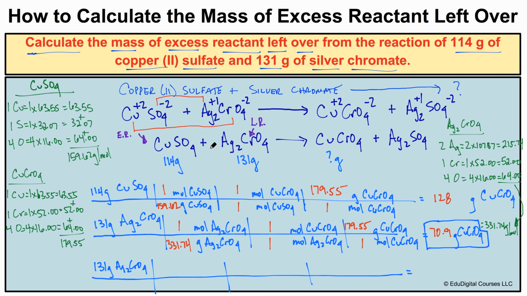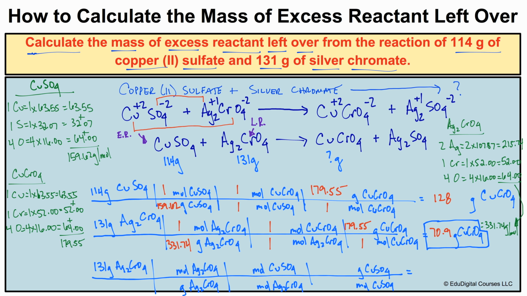So now we're going to use the 131 grams of silver chromate here to figure out how much of our excess reactant is consumed. So we're going to cancel out grams of silver chromate. We'll put that at the bottom. And we're going to figure out moles of silver chromate, so we'll put that at the top. We're then going to cancel out moles of silver chromate, and we're going to figure out moles of copper 2 sulfate after that. Then we're going to cancel out moles of copper 2 sulfate, and we're going to figure out the grams of copper 2 sulfate that were consumed.